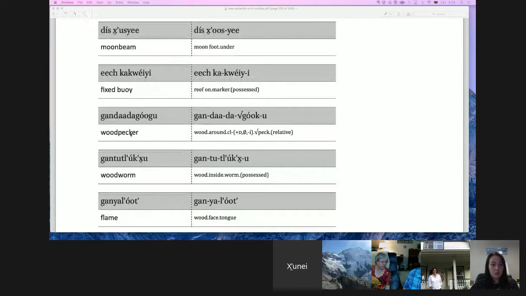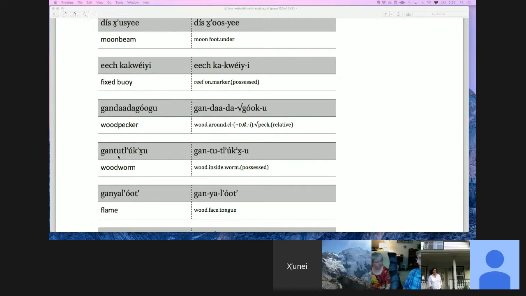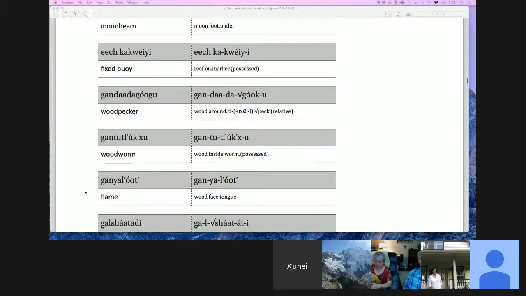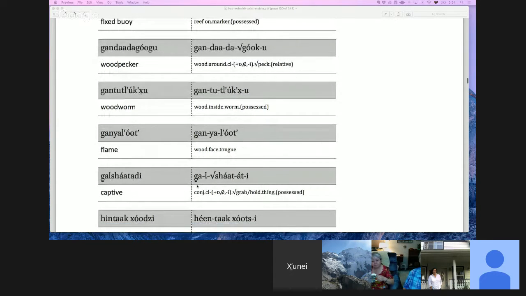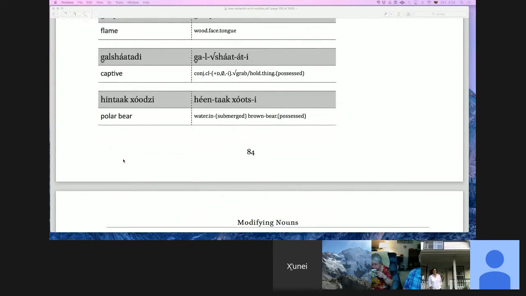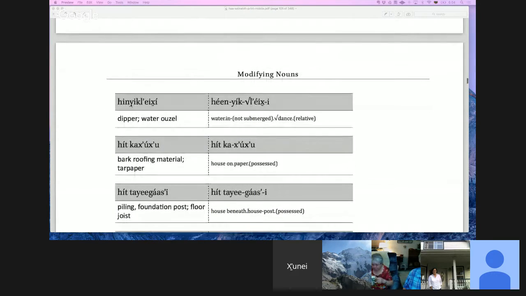Gandadakugu, very fun word. So again, we've got wood around, the verb to peck at something. Gandadakugu, the woodworm, worm inside of the wood. Ganyatu, the tongue that comes out of the fire. Kashatadi, a captive or a prisoner. Hintakhuzi, the bear that's in the water. Hinyakchehi, the dancer in the water.